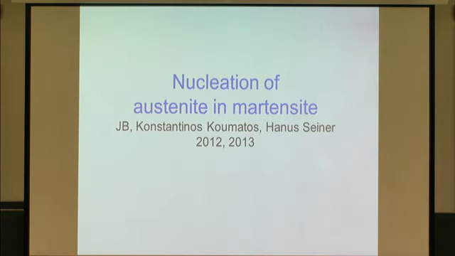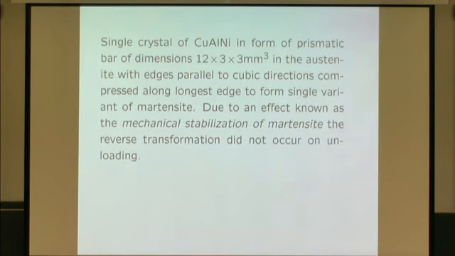Now I want to end by telling you about another very interesting experiment of Hannes Scheiner, and I've worked with Kostas Komatos in Oxford on the analysis. What Scheiner did was to take a single crystal of copper, aluminum, nickel in the form of a prismatic bar, quite small, 12 by 3 by 3 millimeters, in the austenite, with its edges essentially parallel to the cubic directions.